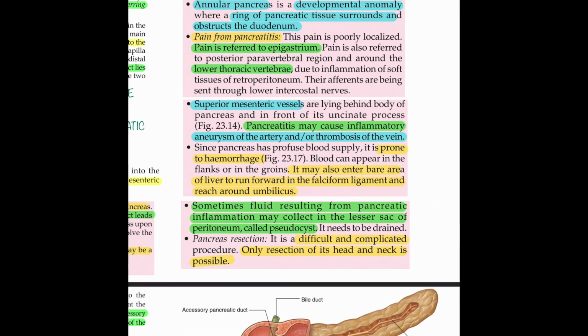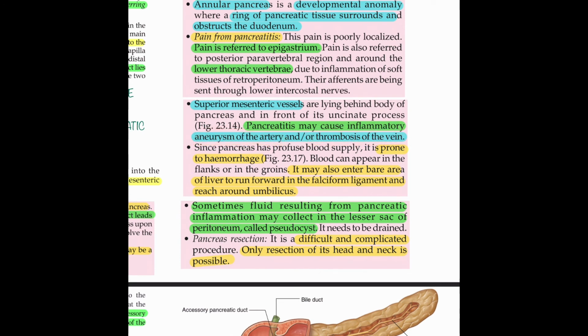Now, superior mesenteric vessels, where do they lie? They lie in the posterior relation of the head of the pancreas and in the anterior relation of the uncinate process, right, lying behind the body of the pancreas and in front of its uncinate process. Okay, so if there is pancreatitis, it may cause inflammatory aneurysm of the artery or thrombosis of the vein. There can be aneurysm of the artery and clot in the vein, right?